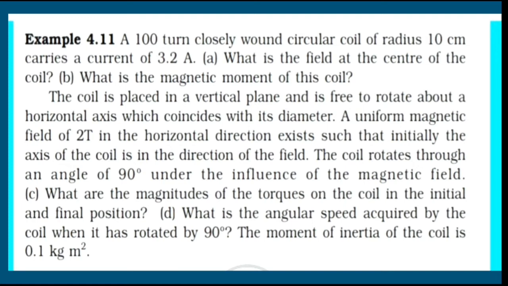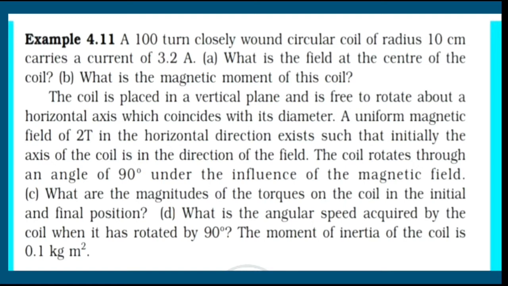So initially the axis of the coil is in direction with the field, which means the angle between the magnetic moment and the external magnetic field is 0. Then the coil rotates through an angle of 90 degrees under the influence of the magnetic field. What are the magnitudes of the torque on the coil in the initial and final position? So in the initial position theta equals 0 and in the final position theta equals 90. And using the equation torque tau equals mB sin theta, we have to find the torque.